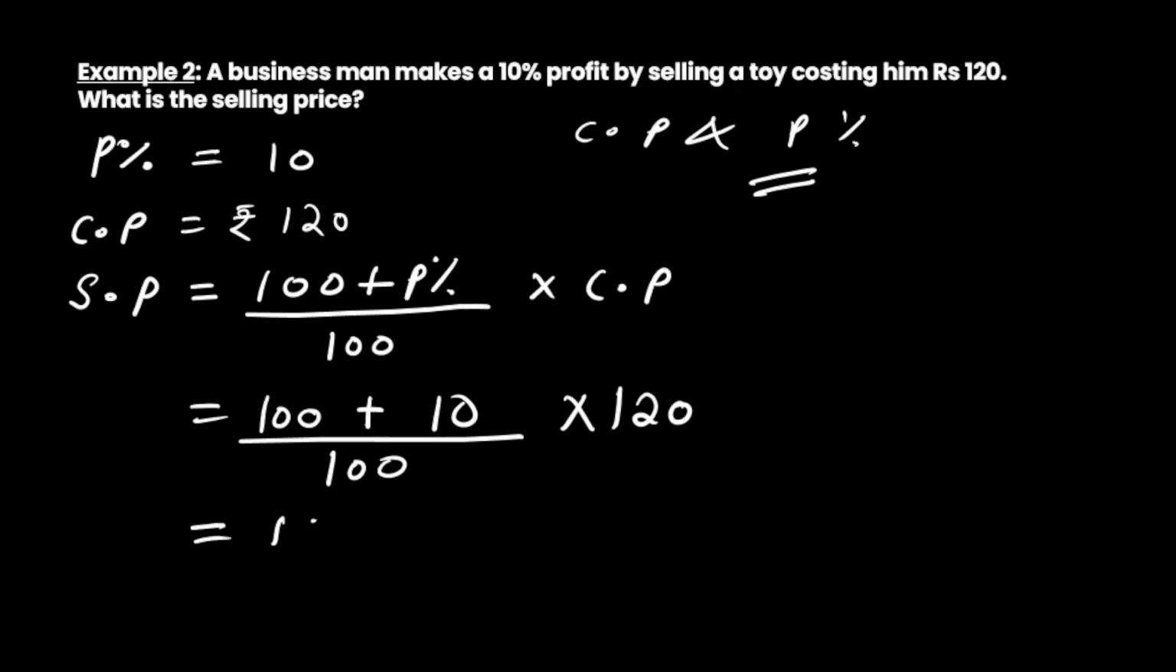So here I'll get 100 plus 10 is 110. 110 by 100 into 120. The 10 and 0 will get cancelled here. This 0 will also get cancelled.